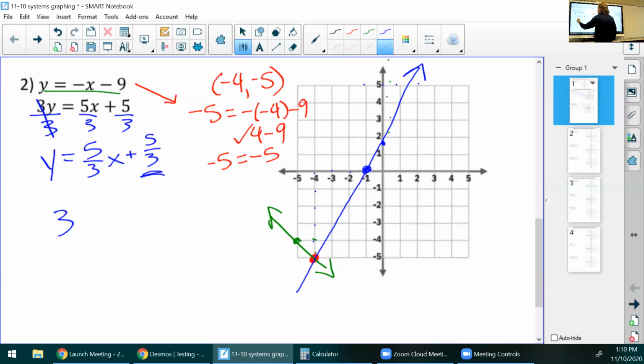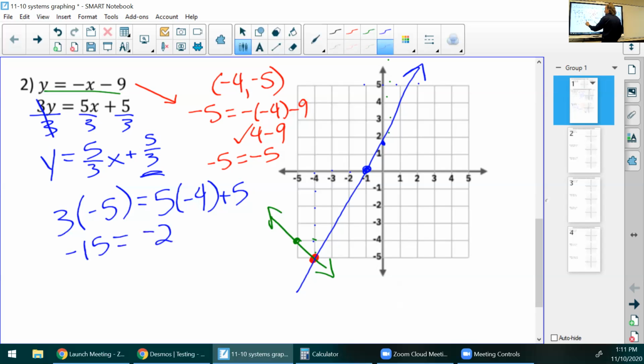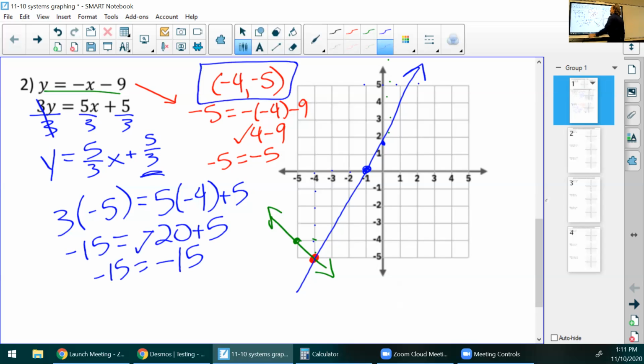So I'm going to say 3 times -5. Does that equal 5 times -4 plus 5? So this would be -15 on the left. This would be -20 plus 5. -20 plus 5 is -15 equals -15. This checks out. Since it works for both equations, this is a good answer. There it is. All right, so there's limitation number 2.